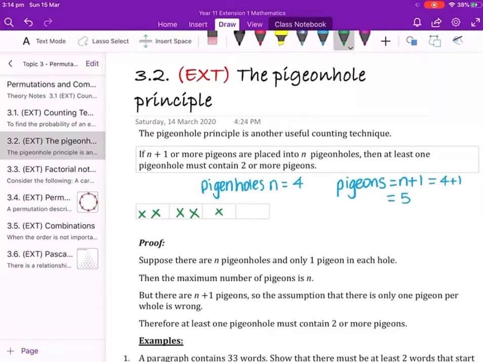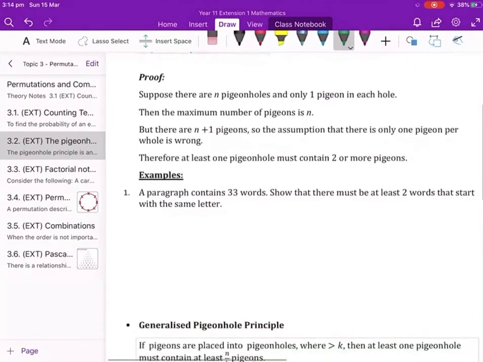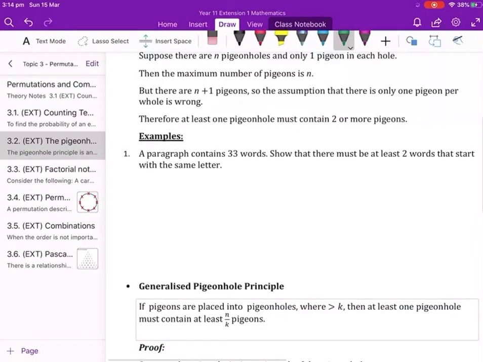So our proof for this is to suppose that there are n pigeonholes and only one pigeon in each hole. Then the maximum number of pigeons is n. But there are n plus 1 pigeons, so the assumption that there is only one pigeon per hole is wrong. Therefore, at least one pigeonhole must contain 2 or more pigeons. Let's have a look at an example.